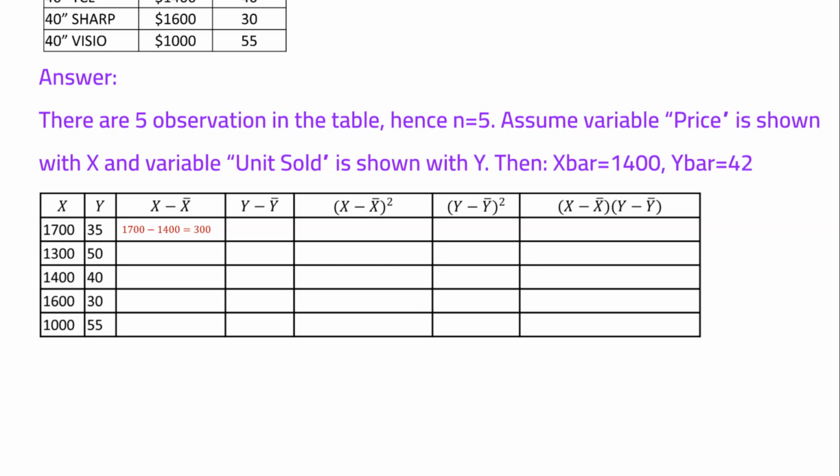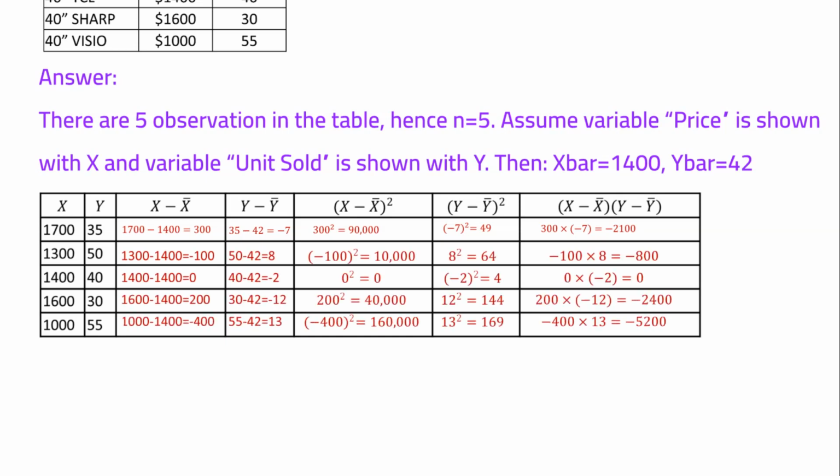Calculate x minus x bar: 1700 minus 1400, 300. y minus y bar: 35 minus 42, which is minus 7. Square the distance of x and x bar, which is 300 squared, 90,000. The square of y minus y bar is minus 7 squared, which is equal to 49. Multiplication of the deviations from x and y for that particular observation: 300 times minus 7, minus 2100. The same way you do all the calculations, and we use the last 3 columns to calculate variances and covariance.